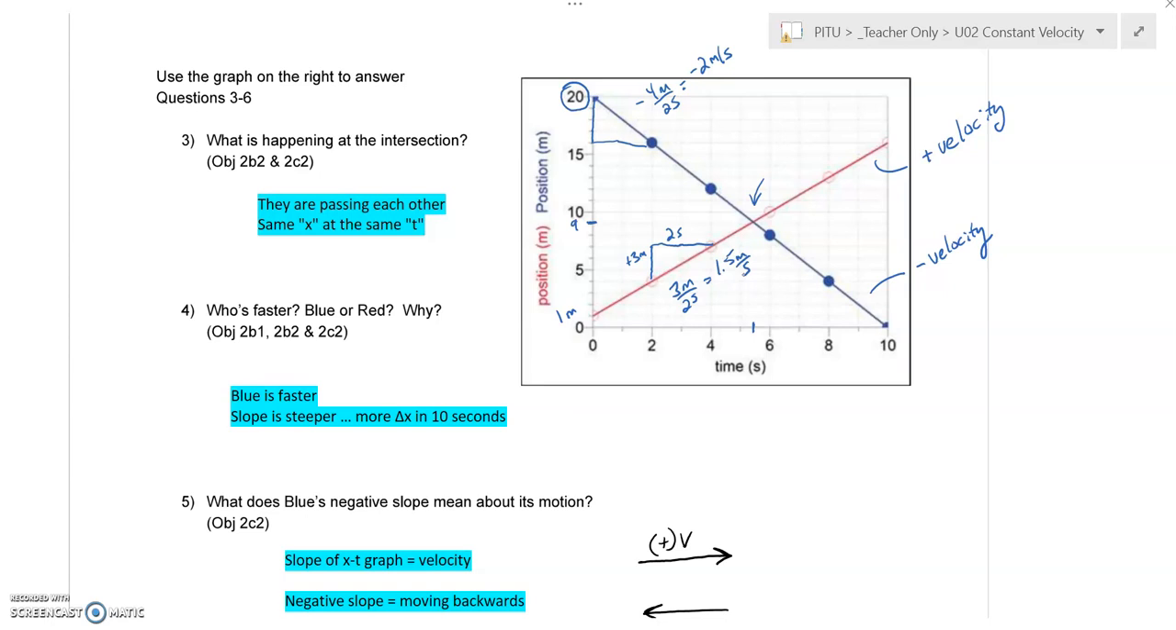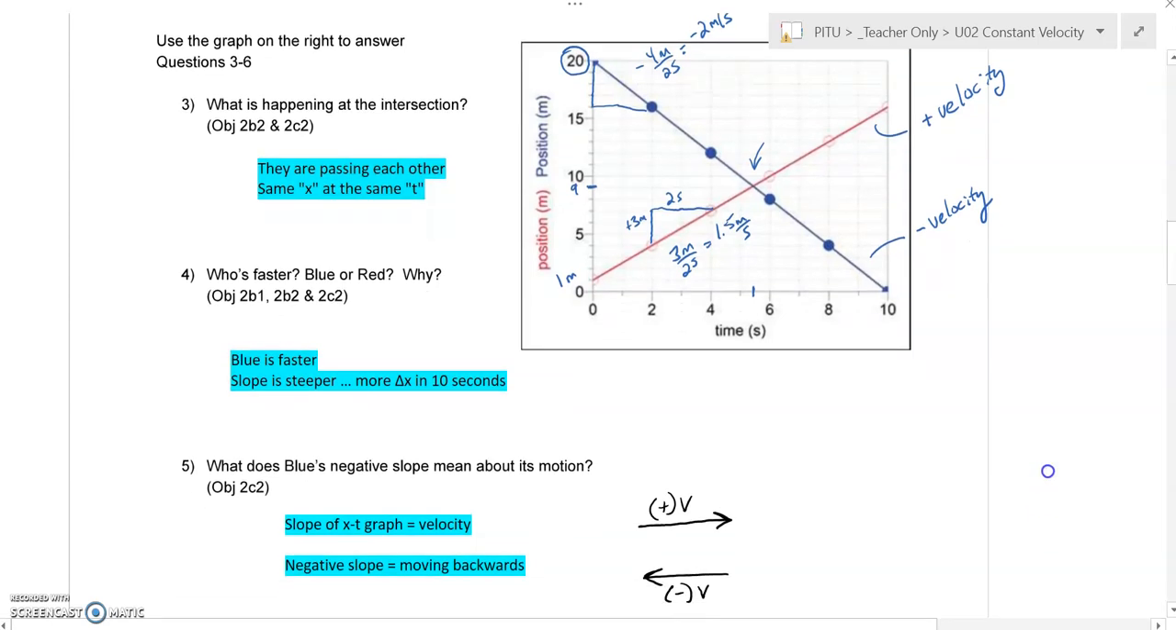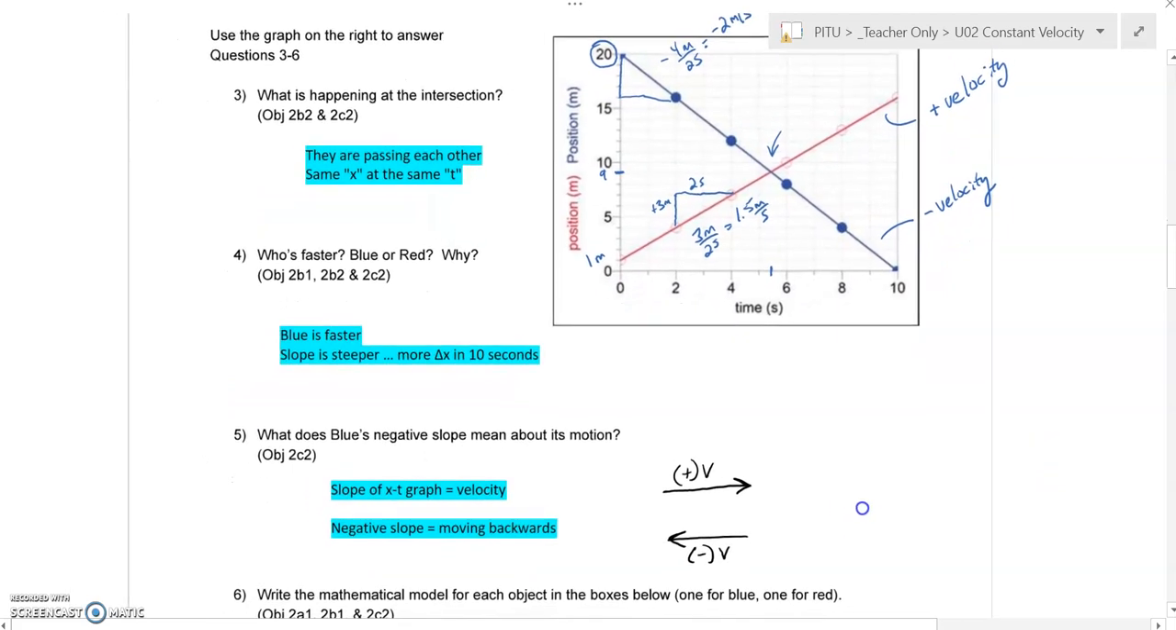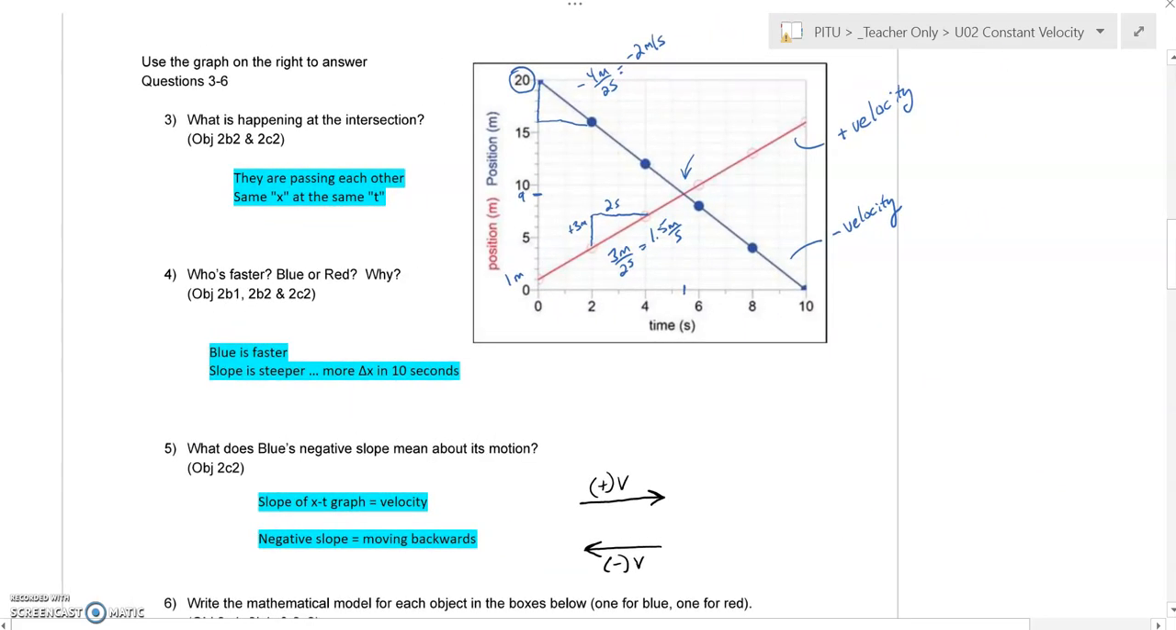And since the blue one is going 2 meters per second, doesn't matter if it's going towards or away from us. This is asking what's moving faster, right? Then it is the blue one. It's got a steeper slope, and so it's got a greater displacement, greater delta x in 10 seconds. Okay, what does blue's negative slope mean about its velocity? Well, we just talked about that quite a bit. The slope of an xt graph is the velocity, and if the slope is negative, it's moving backwards or moving towards us.